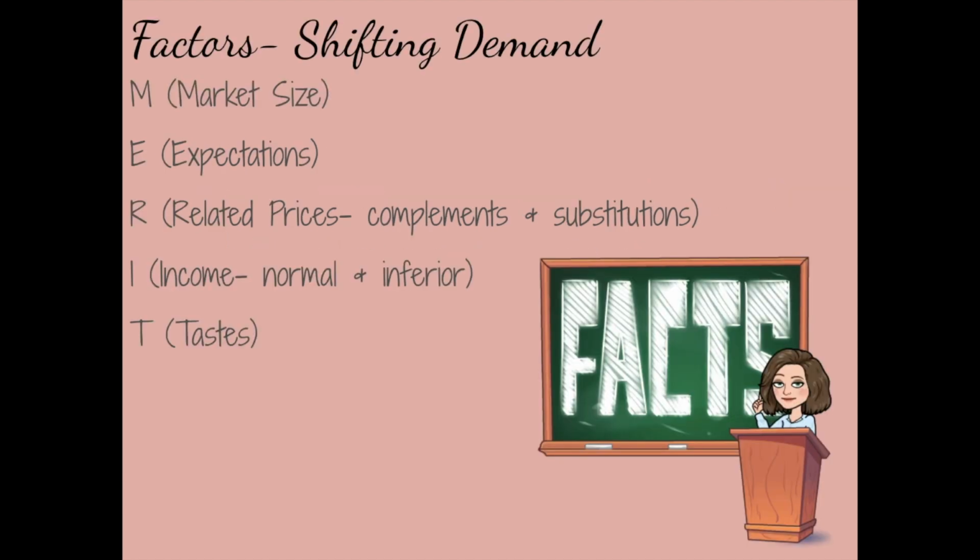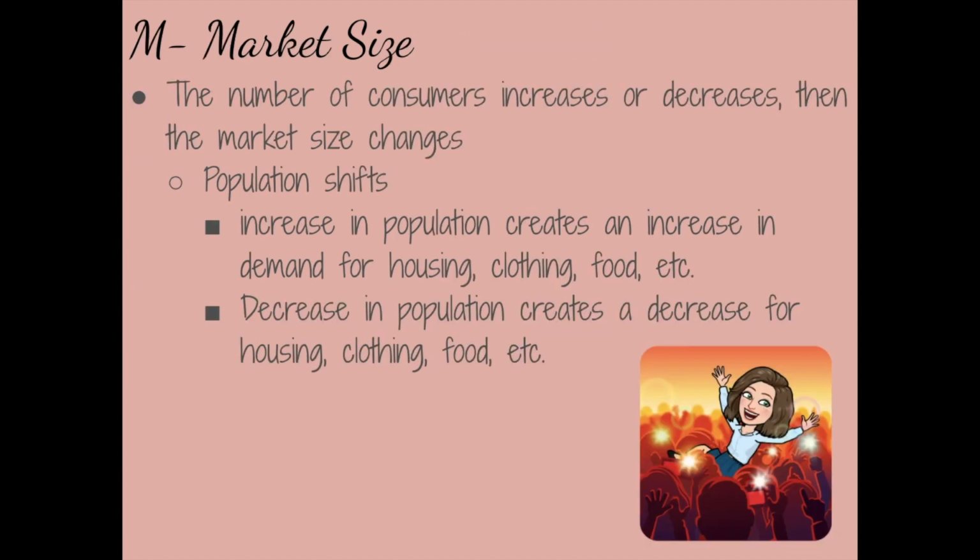This is what's known as MERIT. You have market size, expectations, related prices, income, and taste. If you write it out, it spells MERIT. First up is market size, and this is the number of consumers, and it can increase or decrease, typically due to population shifts. If there's an increase in population, there's going to be an increase in demand. If there's a decrease in population, there's going to be a decrease in demand.